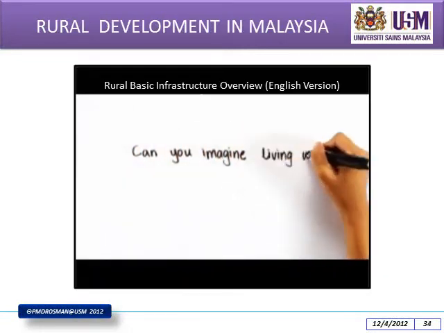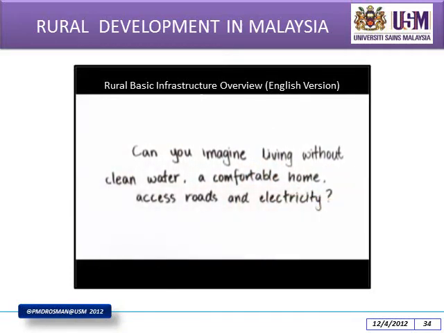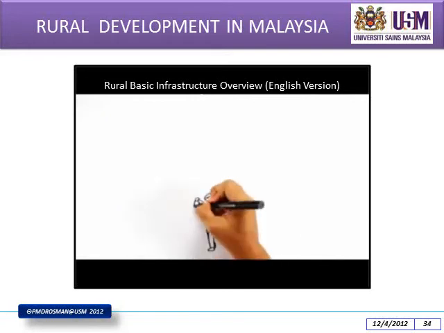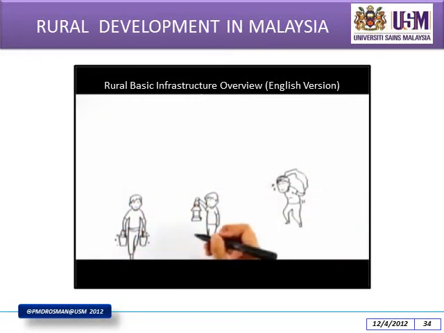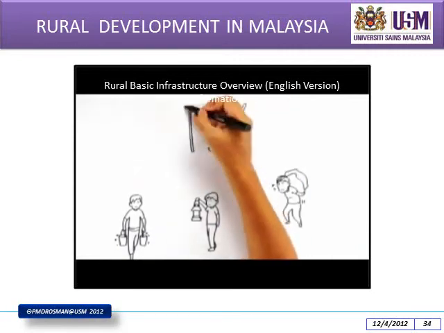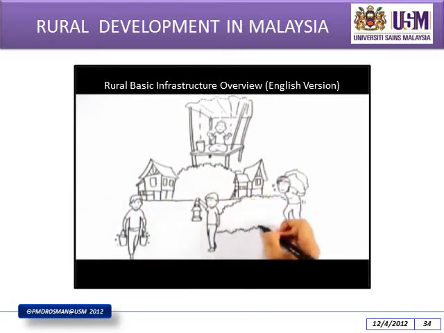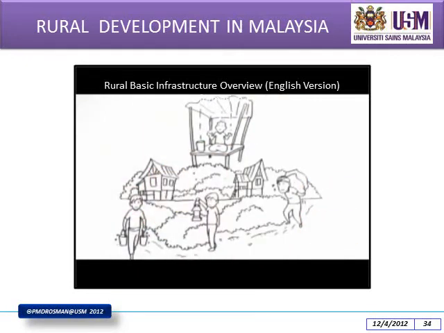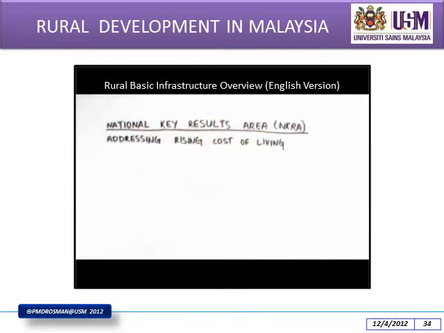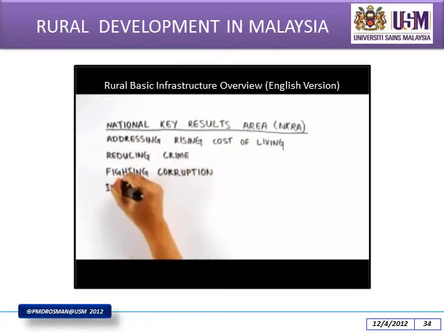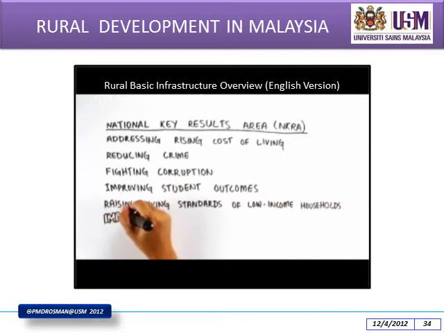Can you imagine living without clean water, a comfortable home, access roads and electricity? Approximately 35% of Malaysians currently live in rural areas. Basic infrastructure such as clean water, livable homes, access roads and electricity is essential to provide them with a better quality of life. In order to implement this, one of the initiatives identified under the National Key Results Area (NKRA) is improving rural basic infrastructure.